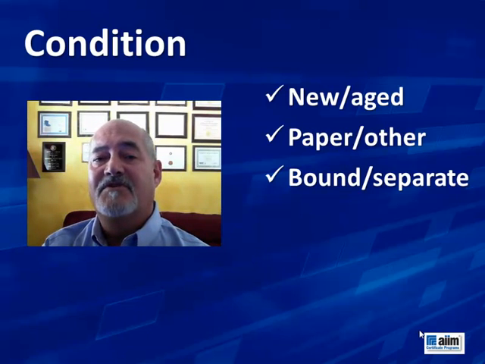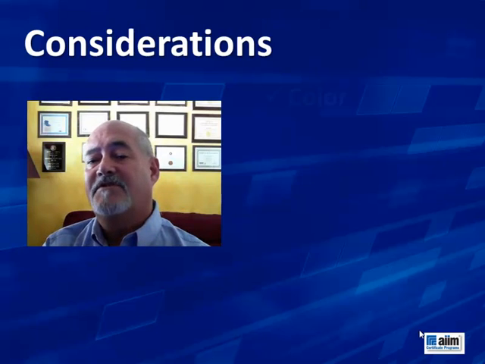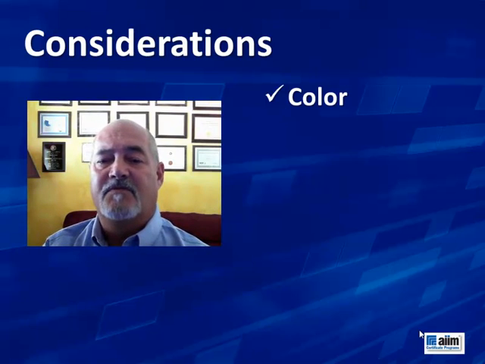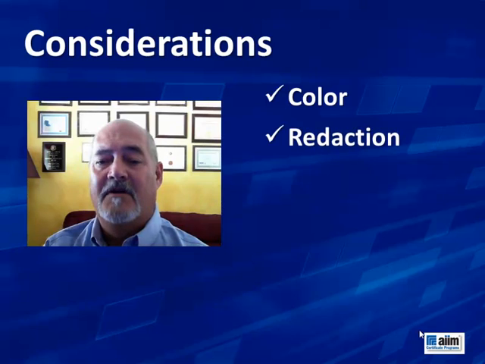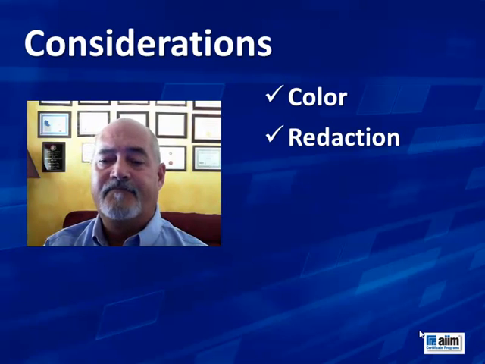So what is the condition of the paper or the information that you're dealing with? Other considerations, color. Are you dealing straight black and white, or are you dealing with color graphics and color photos, maybe a blended type of document? Do you have redaction? Redaction being an area that was blacked out. Maybe it's a social security number, for example, and people aren't supposed to see that.